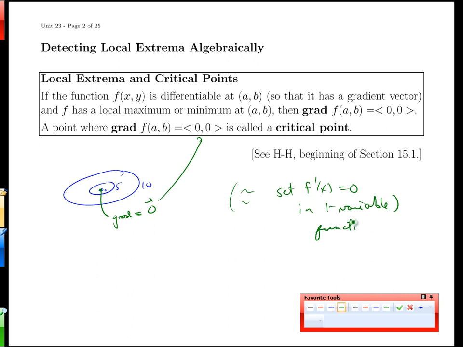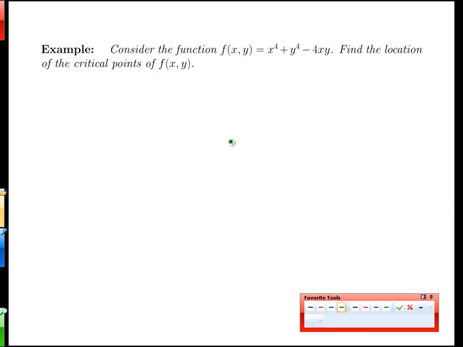And in those scenarios, we would take the derivative, set it equal to 0. Now what we have in the gradient, of course, is two derivatives. We have the x derivative and the y derivative. And we're going to set both of those equal to 0. That's going to be our condition for the gradient equaling 0.